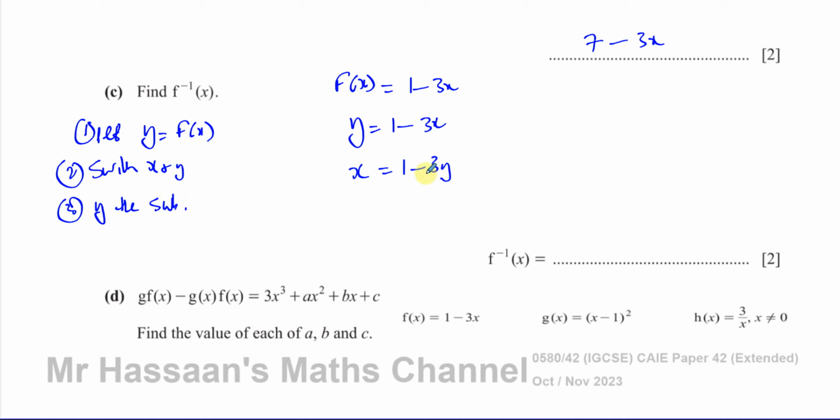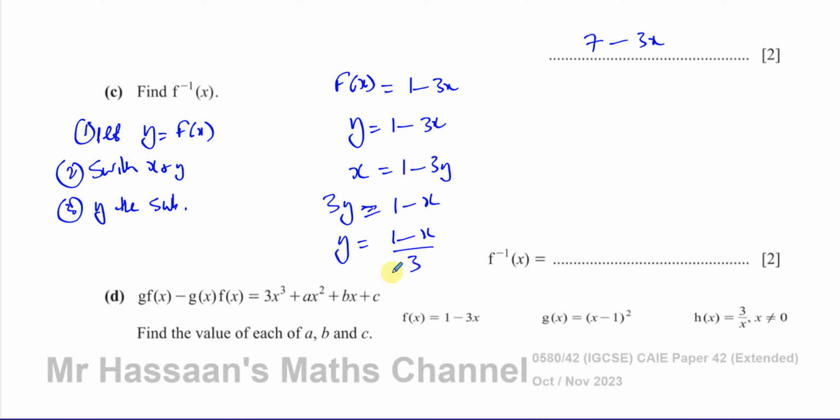The best thing to do here is, I like to keep the term which we're going to make the subject positive. You don't have to, but it makes things neater for you. So I'm going to add 3y to both sides, so the y term becomes positive. Therefore, I'll have to subtract x from both sides. I'll have 1 minus x. And then I'm going to divide by 3, so I'll have 1 minus x over 3.